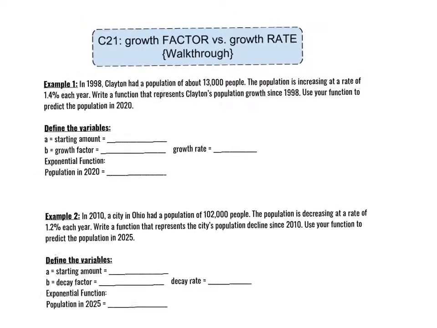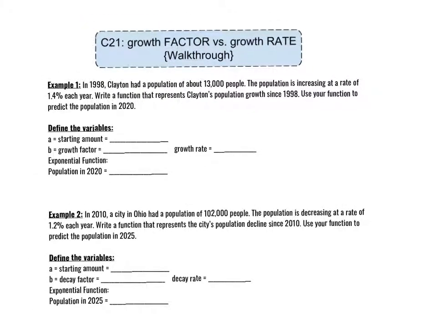It says in 1998, Clayton had a population of about 13,000 people. The population is increasing at a rate of 1.4% each year. Write a function that represents Clayton's population growth since 1998. Use your function to predict the population in 2020.